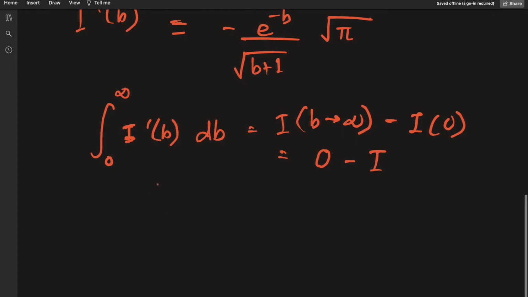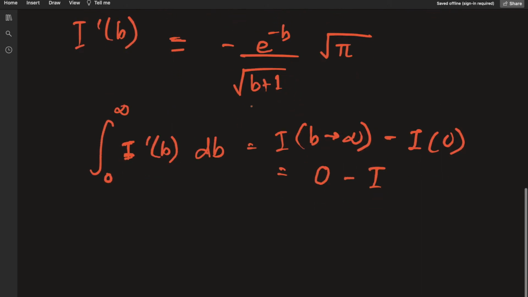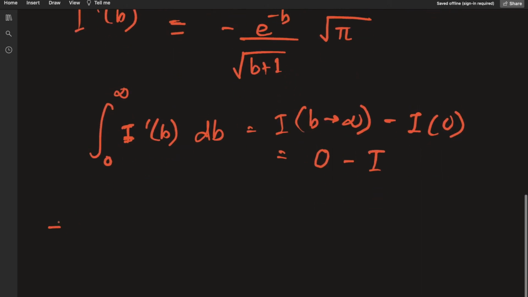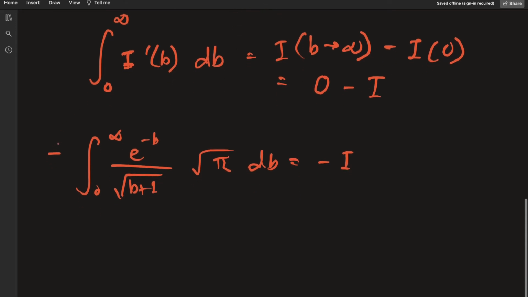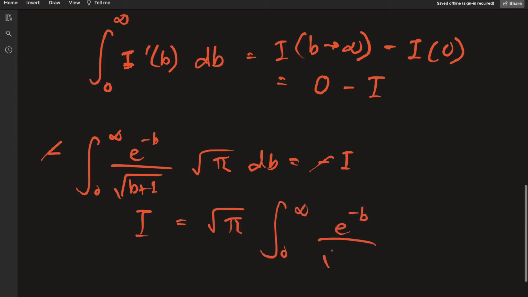So now I prime of b is just this guy, we calculated that on top. Negative integral from 0 to infinity e to the negative b over square root of b plus 1 times square root of pi db is negative the question that we had to calculate. Cancel out the negatives, so I just becomes square root of pi times the integral from 0 to infinity e to the negative b over square root of b plus 1 db.